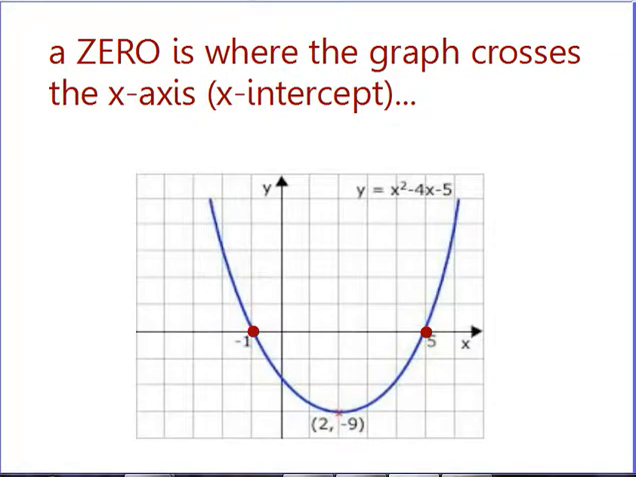First of all, a 0 is where the graph crosses the x-axis. You've always called it an x-intercept, and it still can be called an x-intercept, but more specifically, we're going to start to call them zeros.